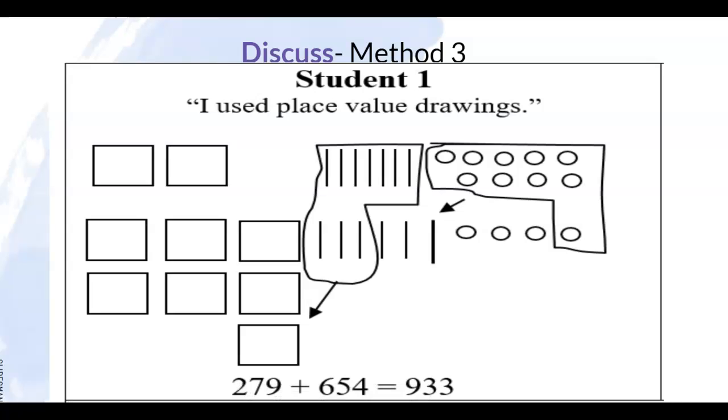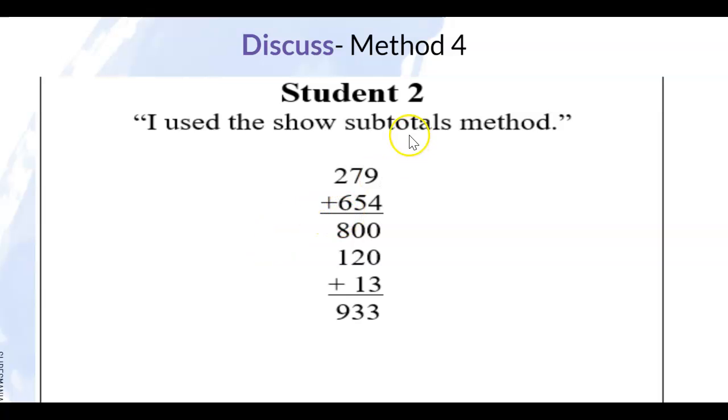We're going to pause for a minute. So our next method is going to be our subtotals method. Some of you may have used the subtotals method. Okay, so this is where you add up each individual place value. So we're adding our same numbers, 279 plus 654 right here.